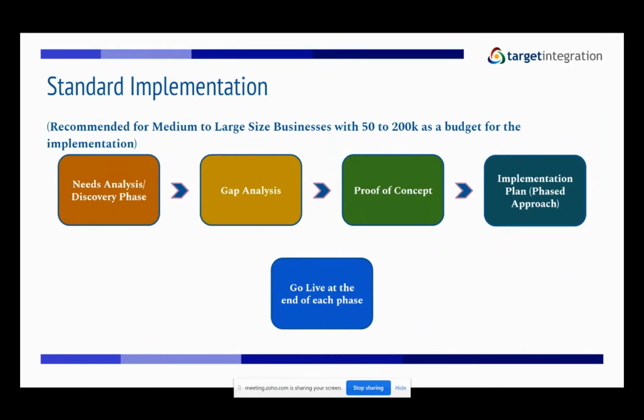Following that, we have a gap analysis, which allows the customer either to adapt their specifications to the software or clear their doubts about the feasibility of the project. Later on comes a proof of concept, and in this, implementation is done in stages: you select the module you want to implement first, and that's how we go forward. And we go live at the end of each phase.